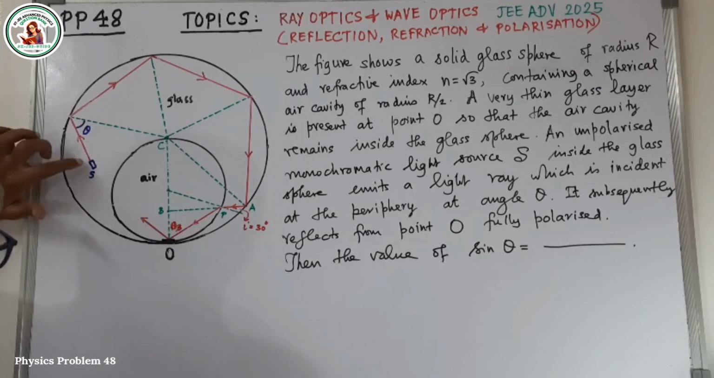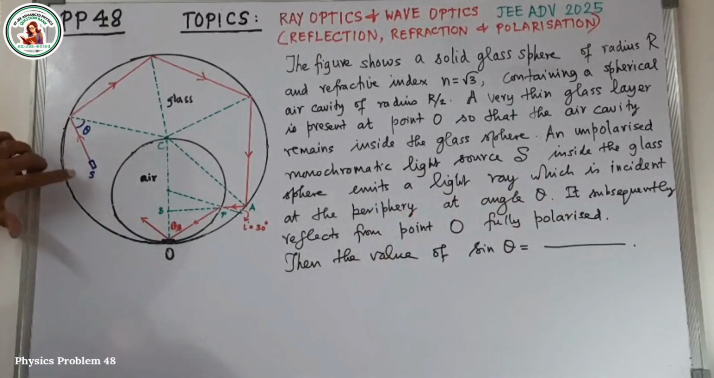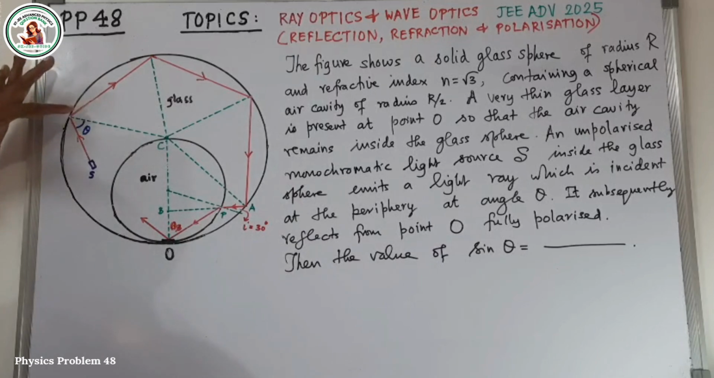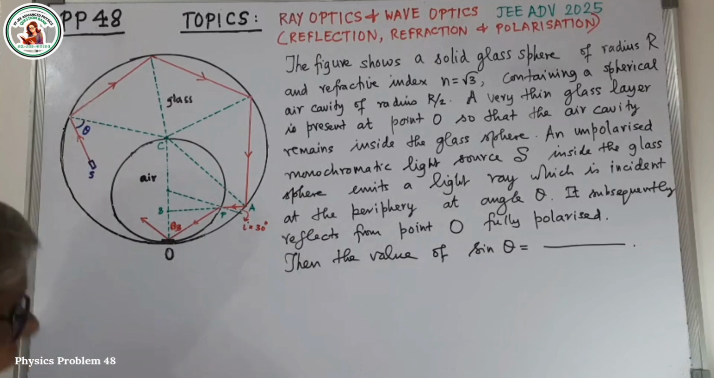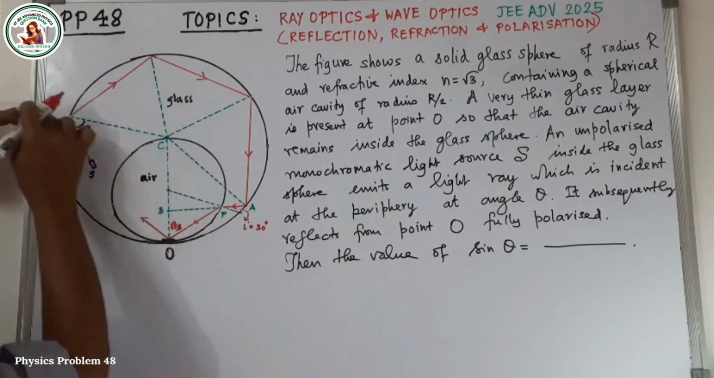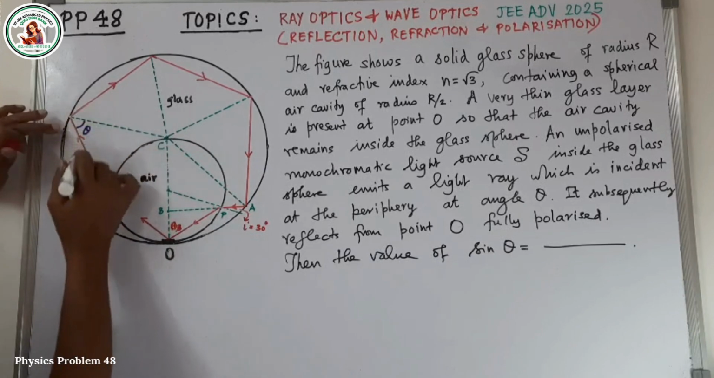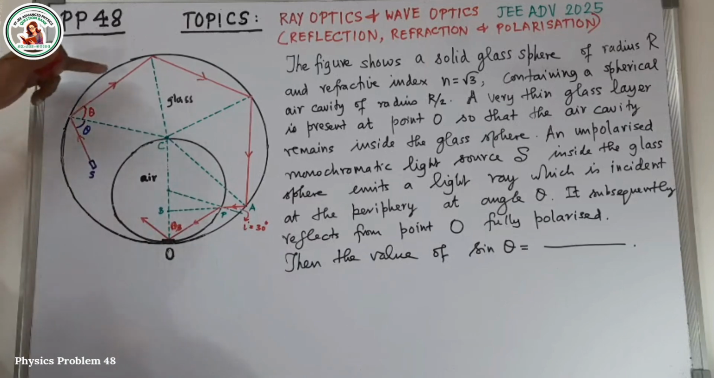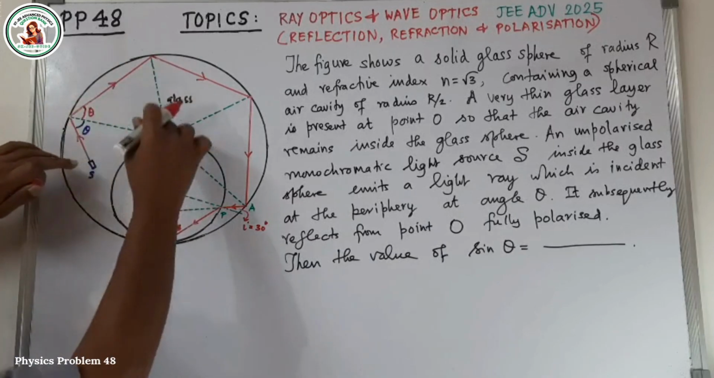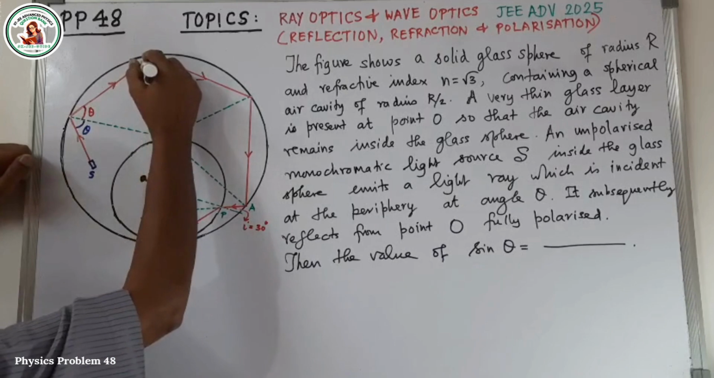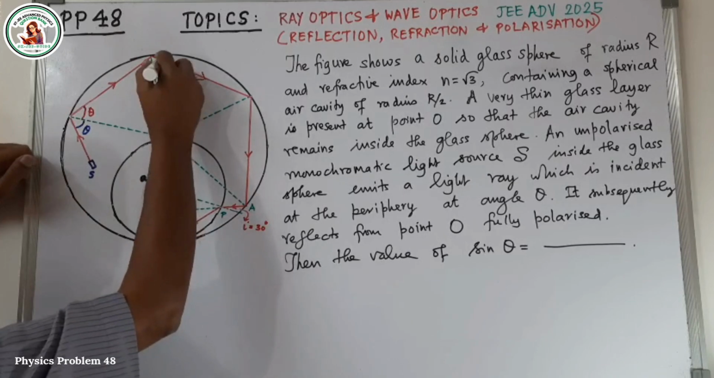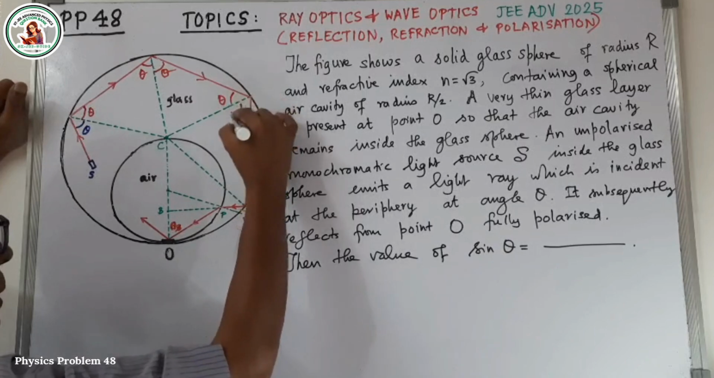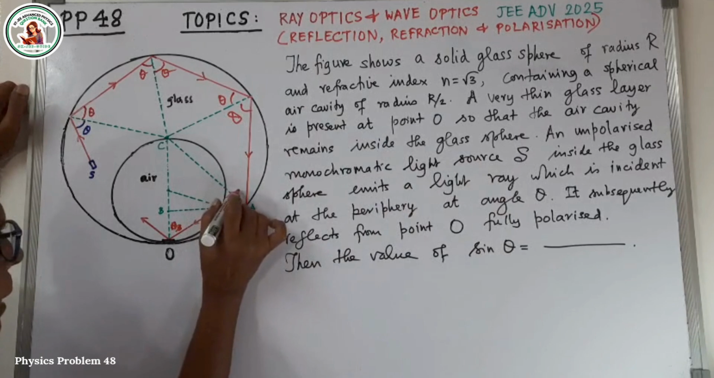A source S is producing monochromatic light that goes and reflects at the periphery of the glass sphere. Reflection takes place, so the angle of incidence theta is what is required. The radius is the normal. The angle of reflection will also be theta. Since both radii are equal, this is isosceles, so this angle is theta also. This theta is what we want. Again, it will be theta here and theta here.